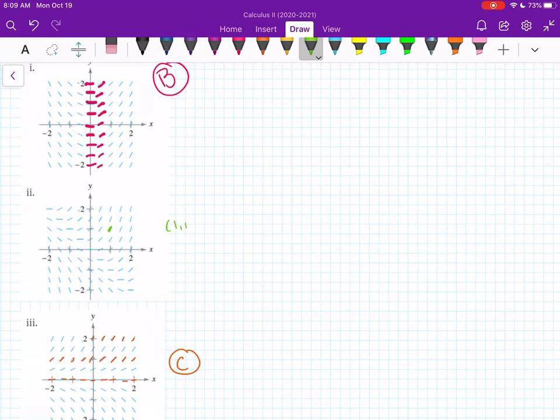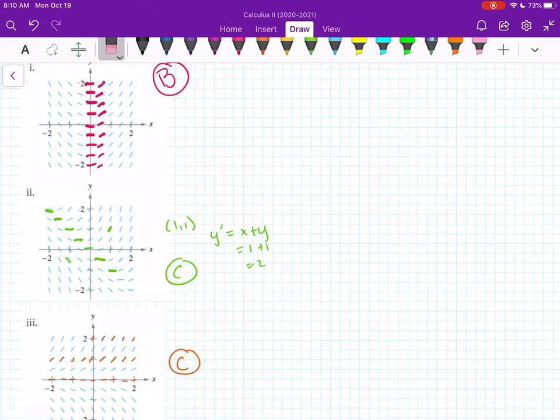So if I pick, let's say, this point right here, that would be (1, 1), and y prime equals x plus y would be 1 plus 1, which is 2. That looks about right. And if I had (0, 0), I'd want it to be flat. And if they're both negative, I'd want it to be negative. And then along my diagonal, y equals negative x, I would want them all to be flat, which it is.